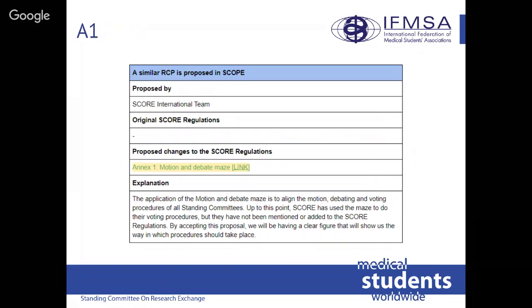So by accepting this proposal, we will be having a clear figure that will show us the way in which procedures should take place. So this is basically going to give us a clear idea of how we're supposed to vote and how the steps should be taken so that there are no more voting procedure errors during the SCORI sessions.